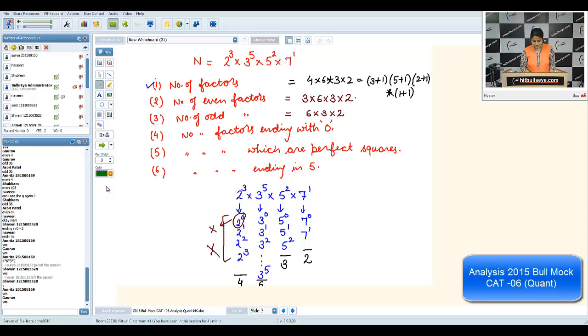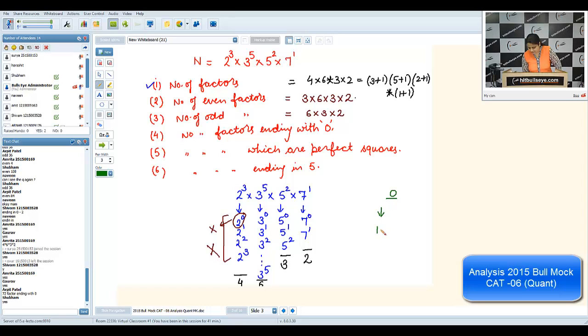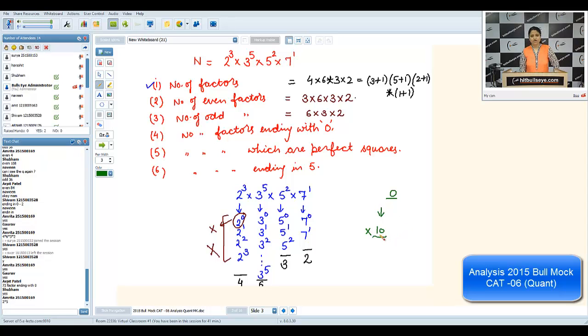Yes, now come to number of factors ending with 0. Now we want to find the number of factors ending with 0. If any number is ending in 0, of course that should be a multiple of 10. Then only any number can end in 0. It means we are looking for all the factors which are multiples of 10. To make a 10, I need one 5 and one 2. That's why we will take all those permissible powers in which at least one 5 is present and at least one 2 is present. That's why these two powers are not allowed.